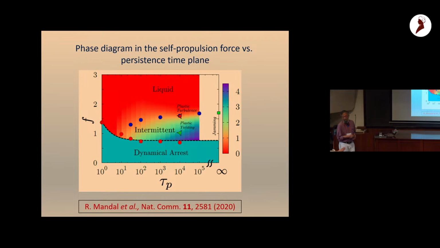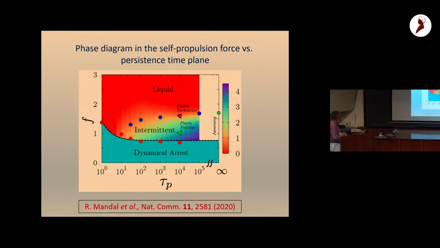To be sure, what you mean is that for low tau p, you essentially have a transition that you can understand. It's similar to what happens in passive systems. Yeah. For large tau p, then there will be something different. That is the main topic of my talk today. At large tau p, the effect of activity becomes much more pronounced, and one begins to see different phenomena.